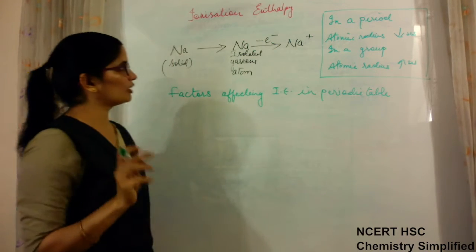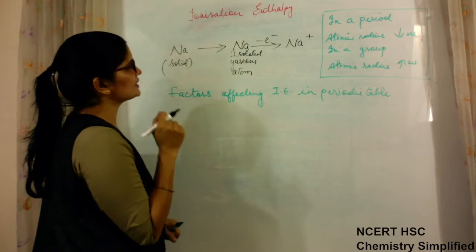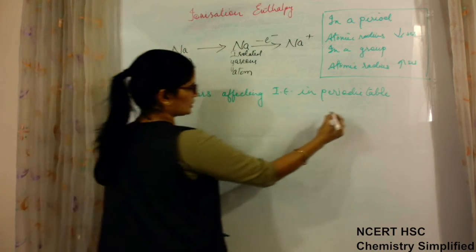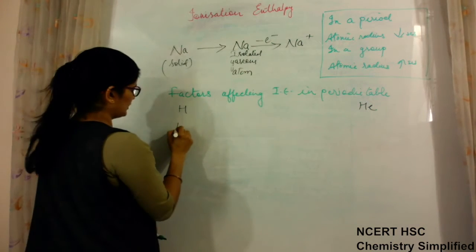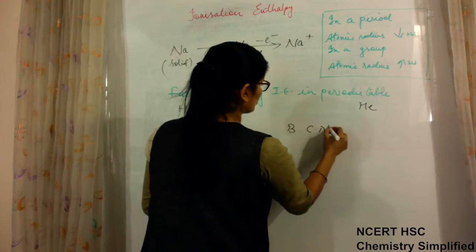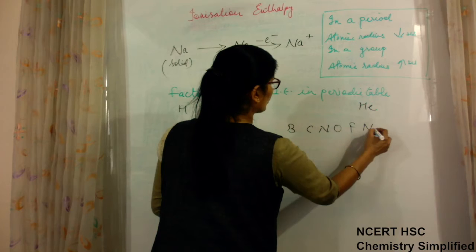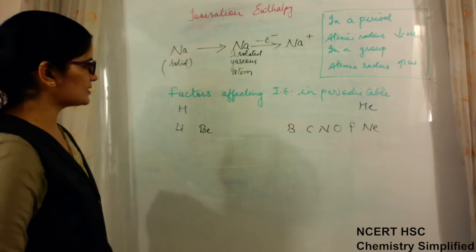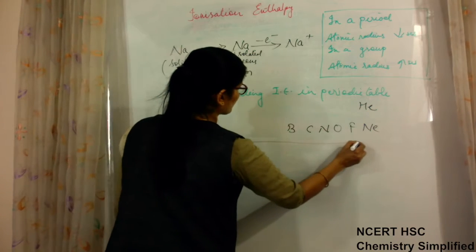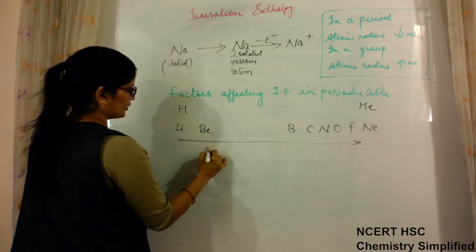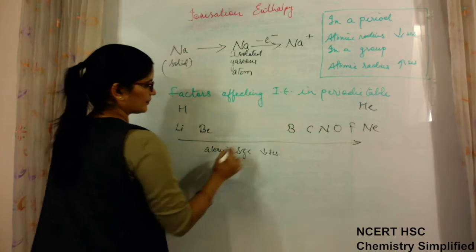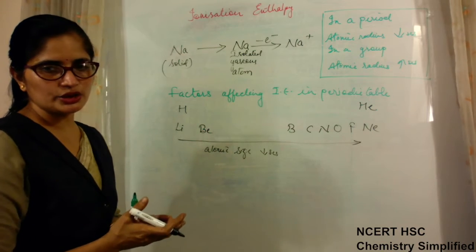In the periodic table, from left to right, again we take hydrogen, then helium, lithium, beryllium, boron, carbon, nitrogen, oxygen, fluorine and neon. These two periods are sufficient to understand. When we move from left to right, what we observe is that atomic size decreases, meaning the size of the atom is reducing.